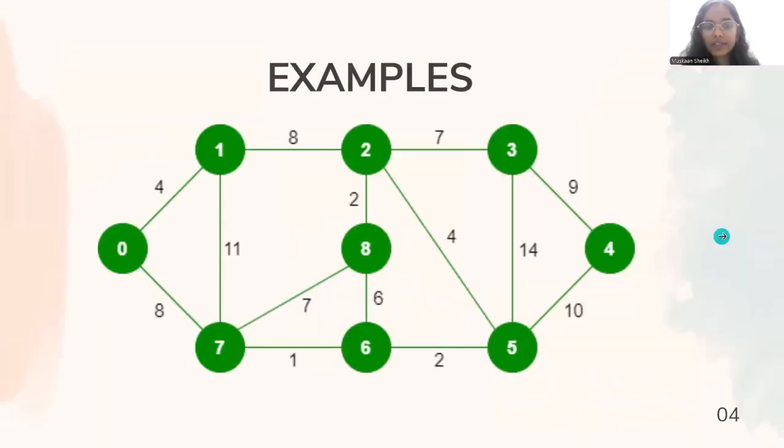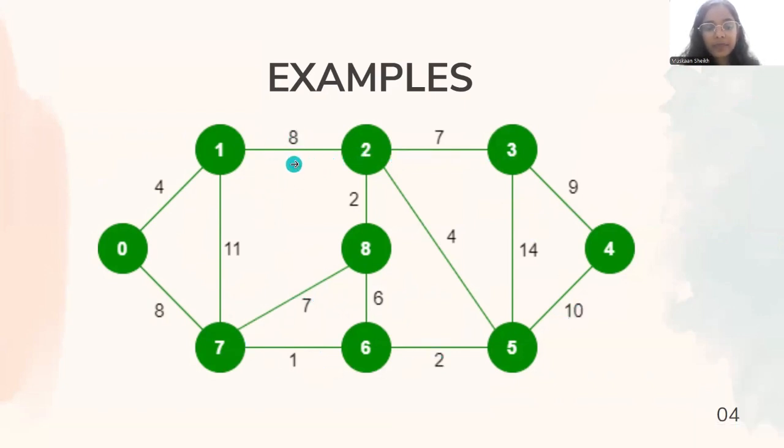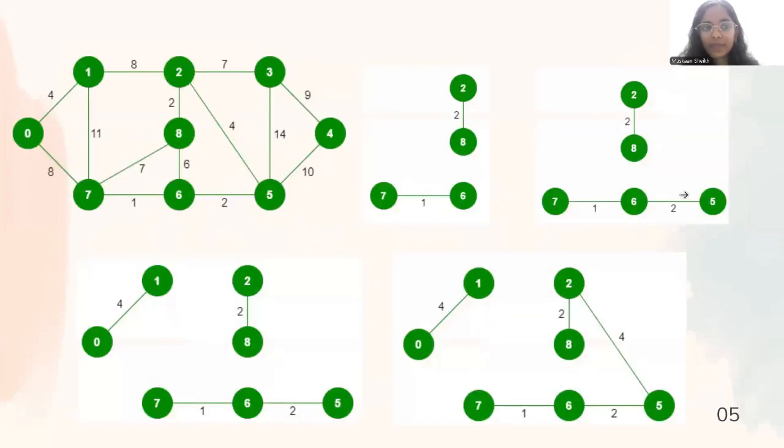Let's see a few examples. So in this example, we can see that there are 8 vertices and each vertex edge has some kind of weight. So here, for example, 1 to 2 it is 8, 2 to 3 it is 7, 3 to 4 it is 9, and so on. Let's see how to solve it using Kruskal's algorithm.